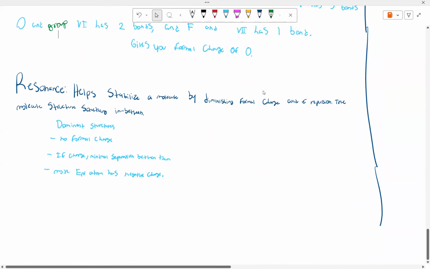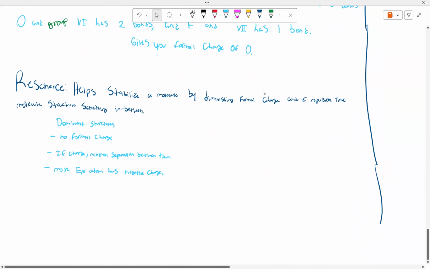Another thing to talk about quickly is resonance. It helps stabilize the molecule by diminishing formal charge and electron repulsion. If you have multiple structures, you can spread it out. For example, if one has a formal charge and the other doesn't, you can help negate that formal charge. So instead of having -1 and the other having a charge of 0, it'll be more or less like -0.5, if you consider that half of its time it's in that structure versus the other.